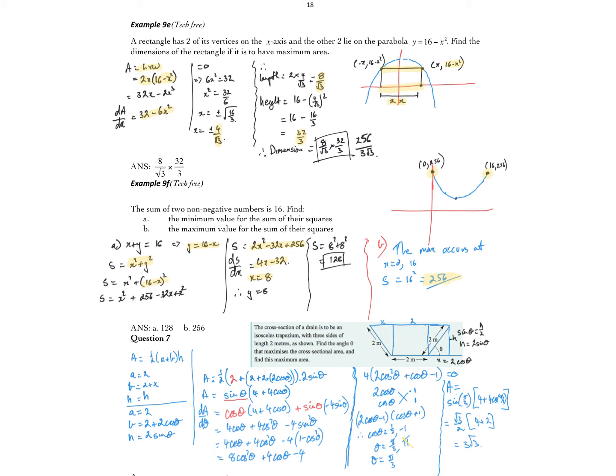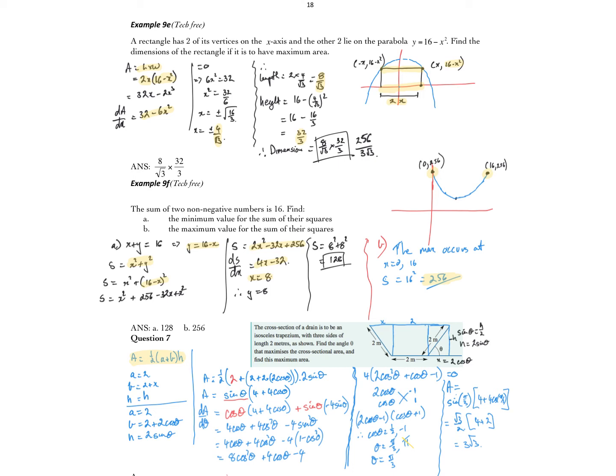So it's a trapezium. First things first, we have to maximize an area, and the area of a trapezium is a half (a plus b) times h. So if I have a trapezium with a, b, and h, it's the base lengths, top and bottom, times the height.